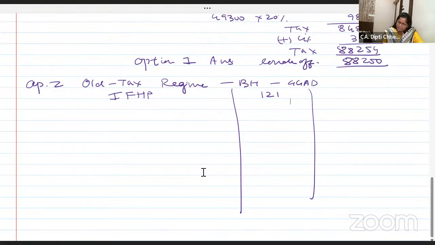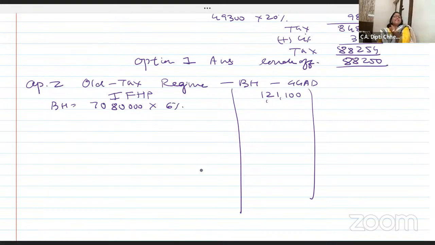1,21,100. Business head, what is the turnover, dear students? 70 lakh 80,000 into percentage कितना है? 70 lakh 80,000. All the payments are received digitally. So 6% you have to show as net profit. If it's part digital, part non-digital, then show 8%. Whole non-digital turnover, then it's like 8%. So 6% he will show.